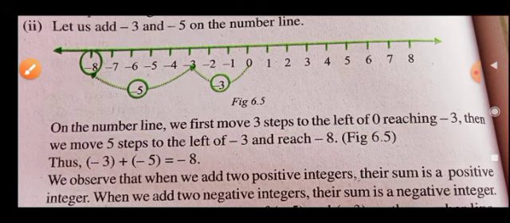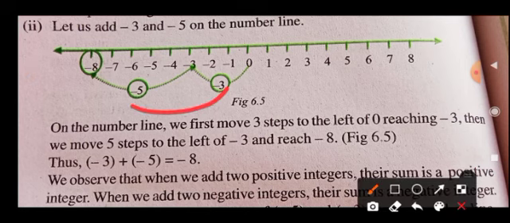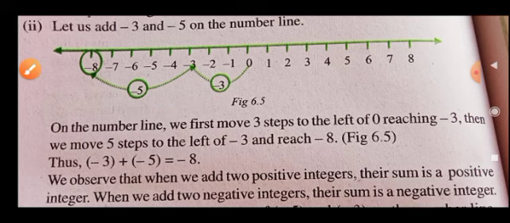So we observed that when we add two positive integers, their sum is a positive integer, isn't it? When we add two negative integers, their sum is also a negative integer. Okay, hope you have understood. So in the exercise part we will deal with more of this type of question.